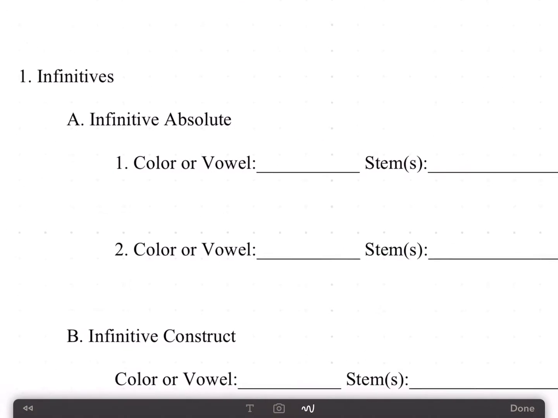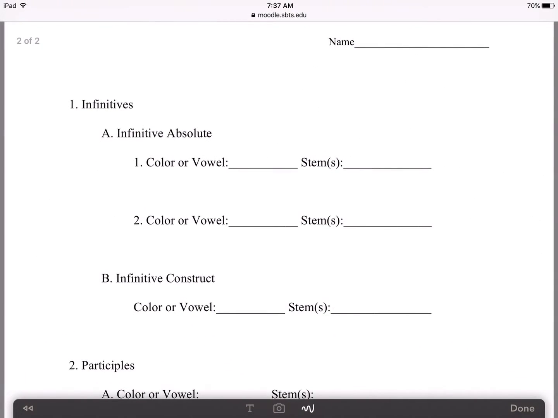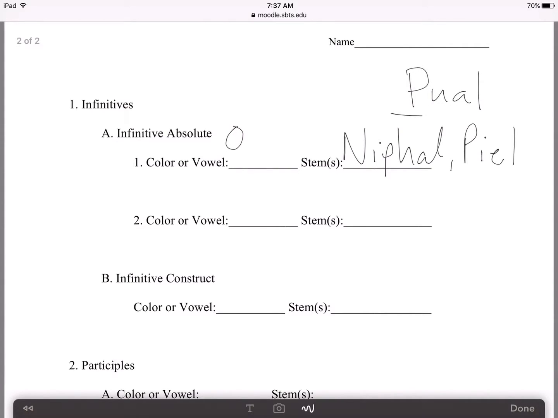And so then when we get to the infinitive absolute, we can kind of just start to look at these. With the infinitive absolute, we have O, or orange, if you want to think about it in this way. And the stems here are the Nifal and the Piel. The Pual would also be orange if we had a Pual infinitive. Just know that, but remember we didn't learn an infinitive box for the Pual, so we kind of leave that out. But the Nifal and the Piel.